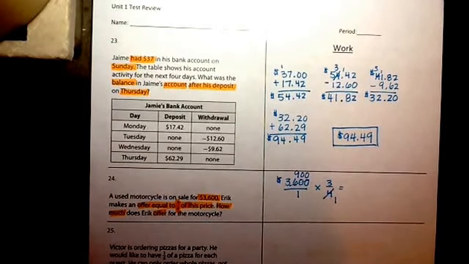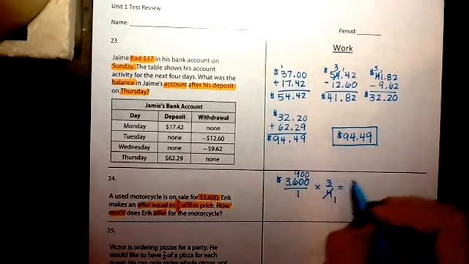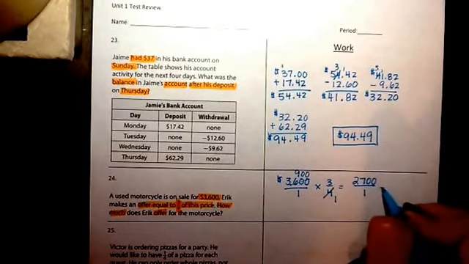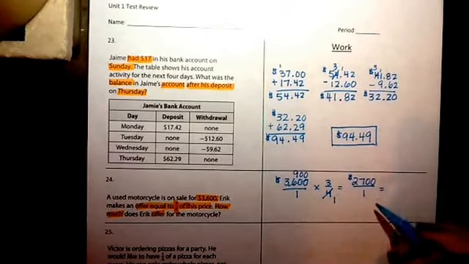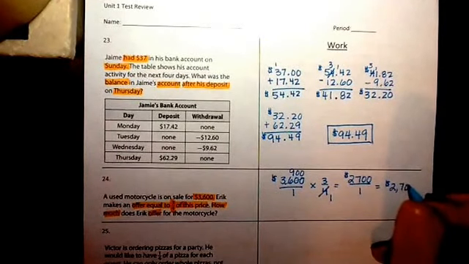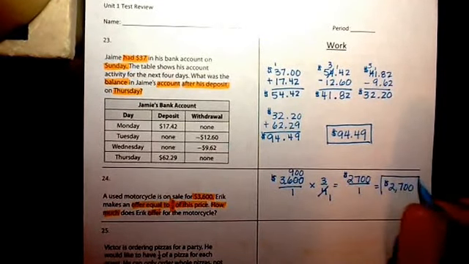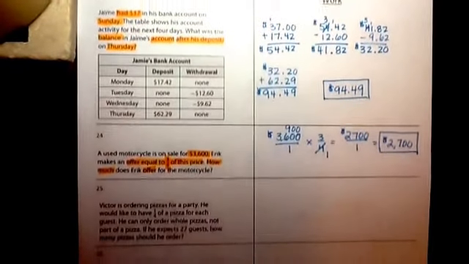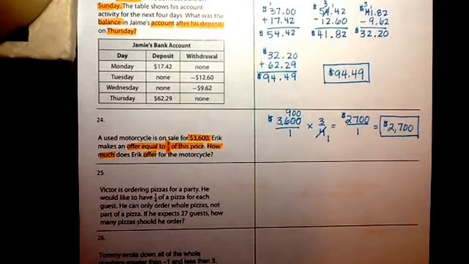There's nothing else I can simplify, so now I can do top times top. 900 times 3 is 2,700. Bottom times bottom, 1 times 1 is 1. That is improper, so I go divide. And so Eric's offer was $2,700 for that motorcycle. Number 25. Victor is ordering pizzas for a party.